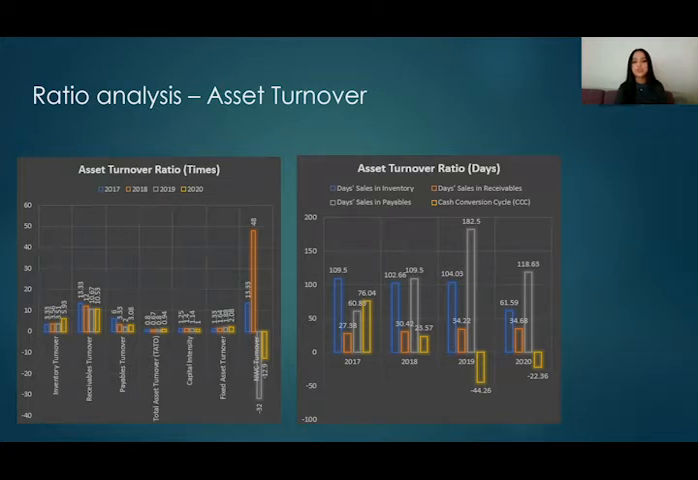Here in the second graph, we can see that days sales in receivables increases each year. This will negatively affect the nature of cash flows. Also, the cash conversion cycle is negative in 2019 and 2020. This is a good thing as it may improve liquidity.